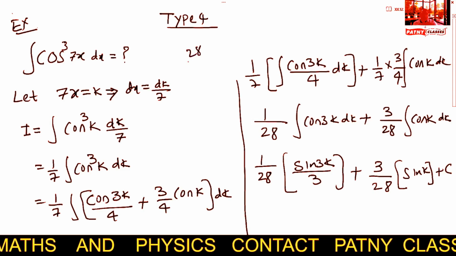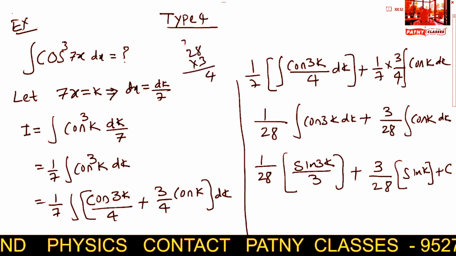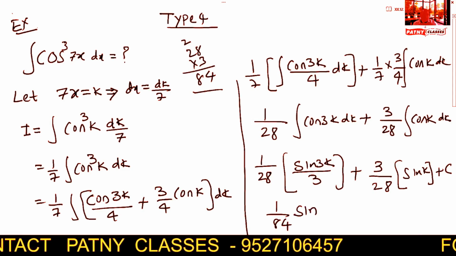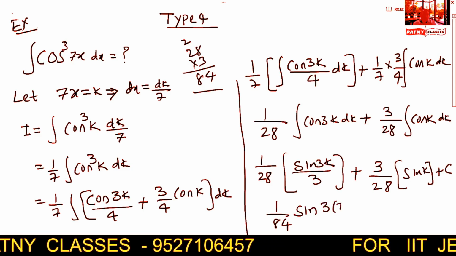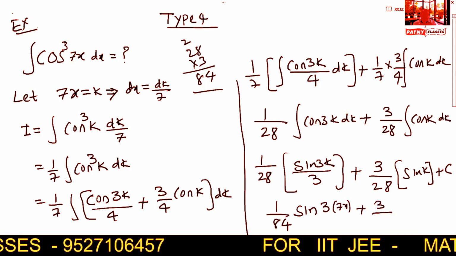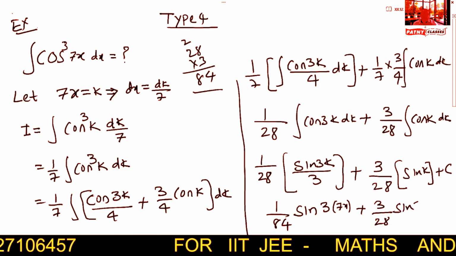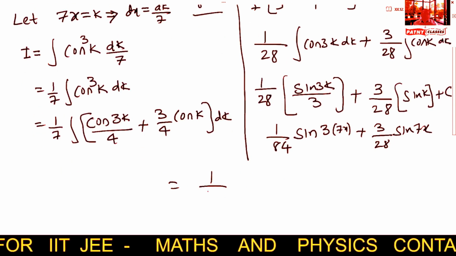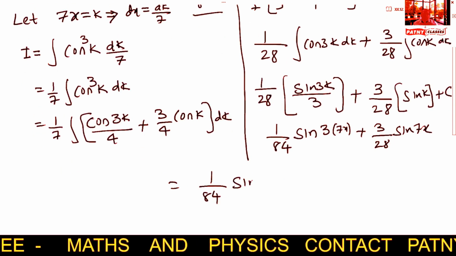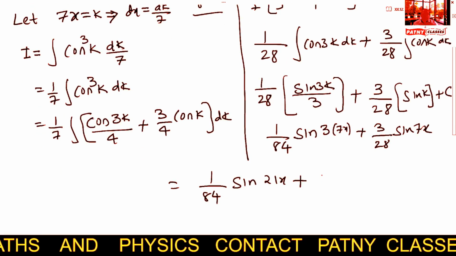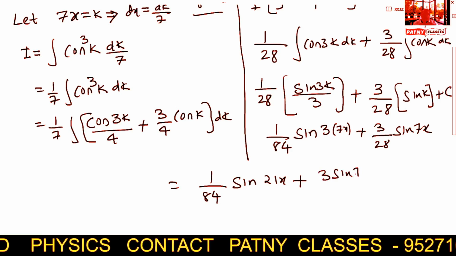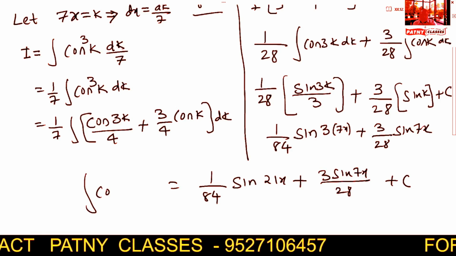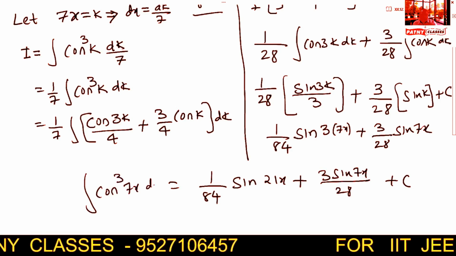Now 3 8s are 24, 3 28s are 84. So 1 upon 84 sin 3k, with k equals to 7x, plus 3 upon 28 sin 7x. It becomes 1 upon 84 sin 21x plus 3 sin 7x upon 28 plus c. This is nothing but the integration of cos cube 7x with respect to x.